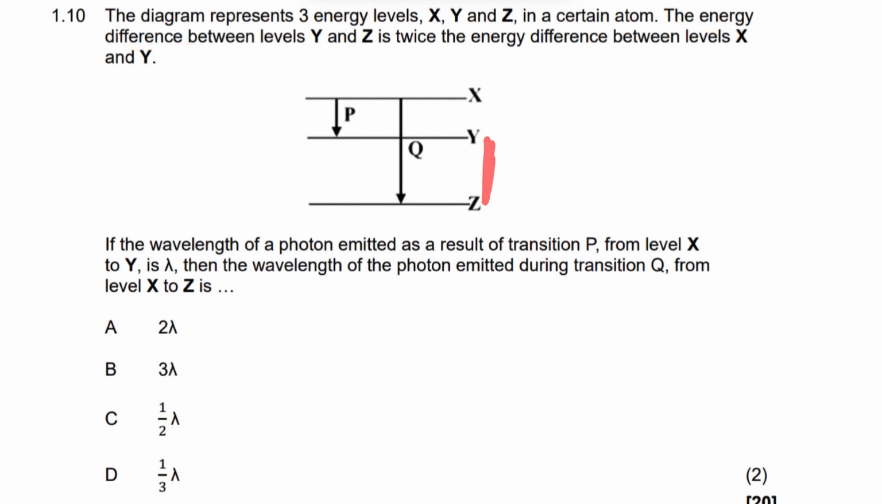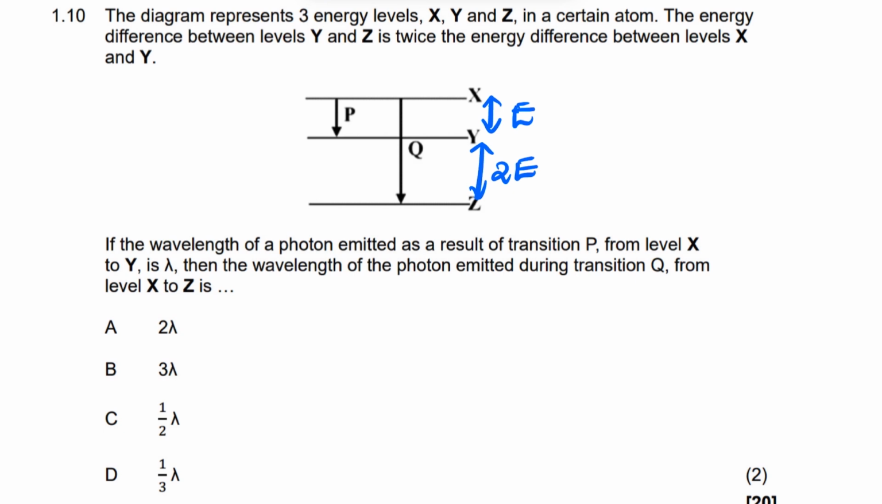is twice the energy difference of X and Y. So we're going to say 2E. So the energy difference here is 2E, right? And then it is twice the energy difference of what? X and Y. So where are X and Y? X and Y, it's from here to here, right? So if the energy difference of Y to Z is twice the energy of X to Y, that means that if this one is 2E, this one is going to be 1E. So it will be just 1E, right?